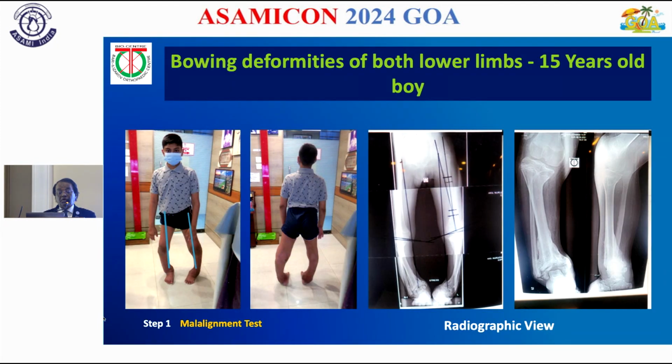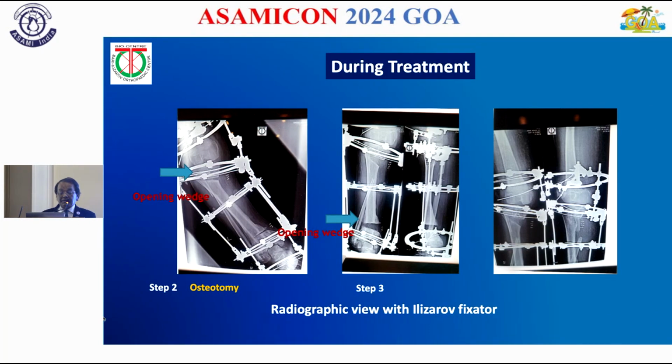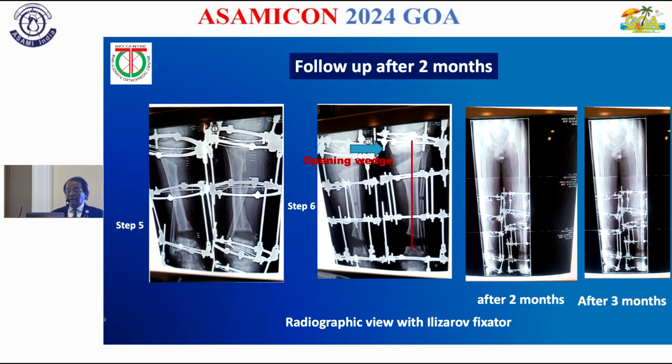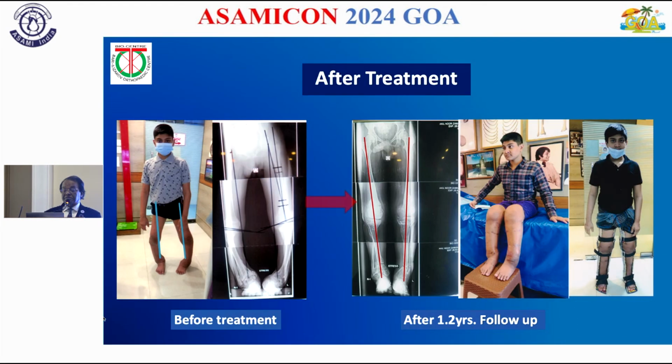Again, one very difficult case, lower limbs, a 15-year-old boy. You can see here the radiographic view, and this is after 2 months, after 3 months, and this is after 6 months. This is the final 1- and 2-year follow-up.